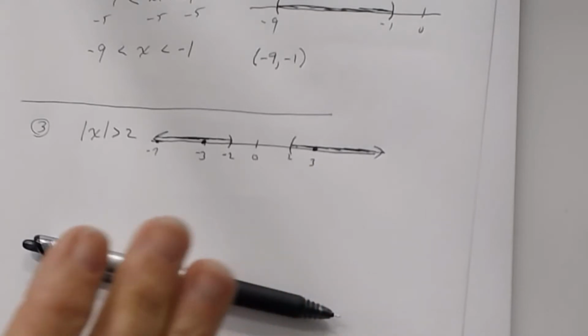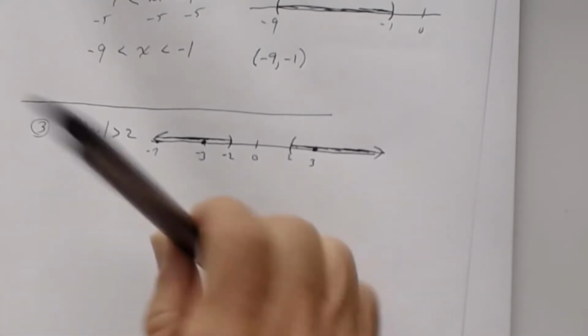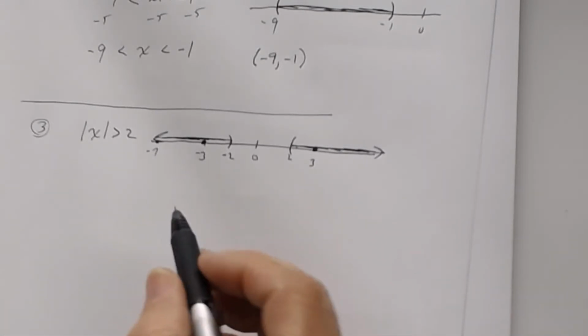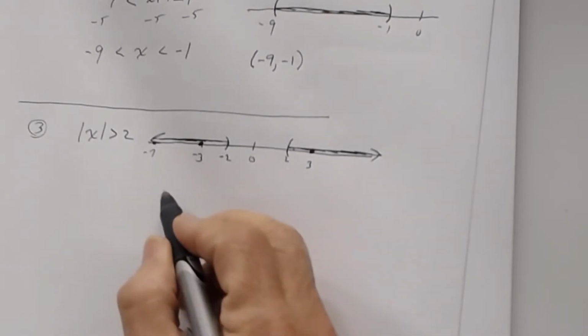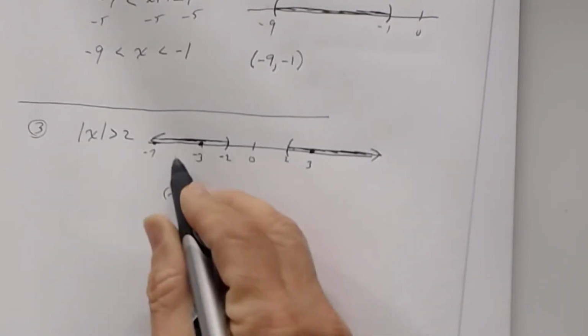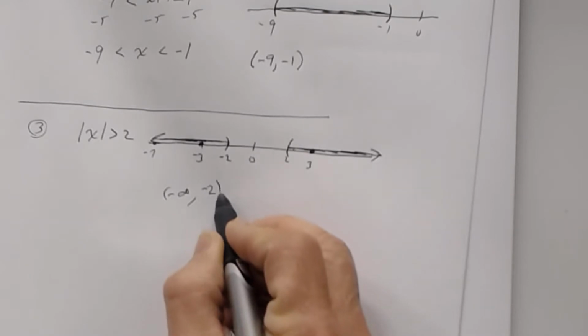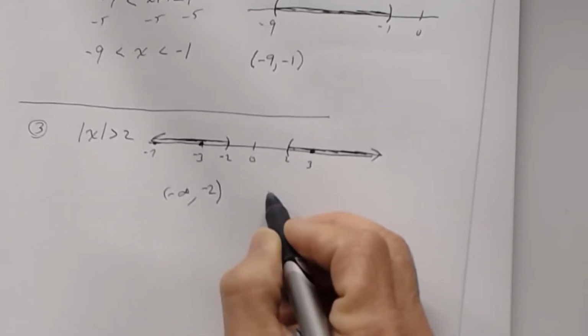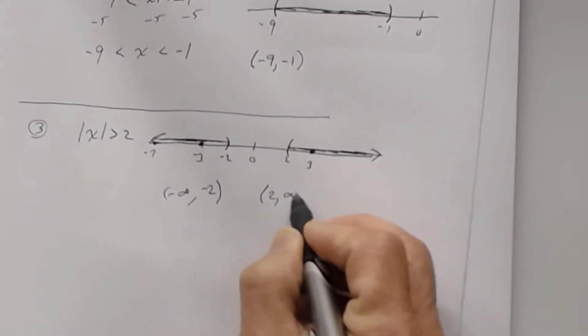You read a graph from where? Left to right. So in terms of interval notation, you would say this would be -infinity to what? -2 with a parentheses, and then 2 to infinity.